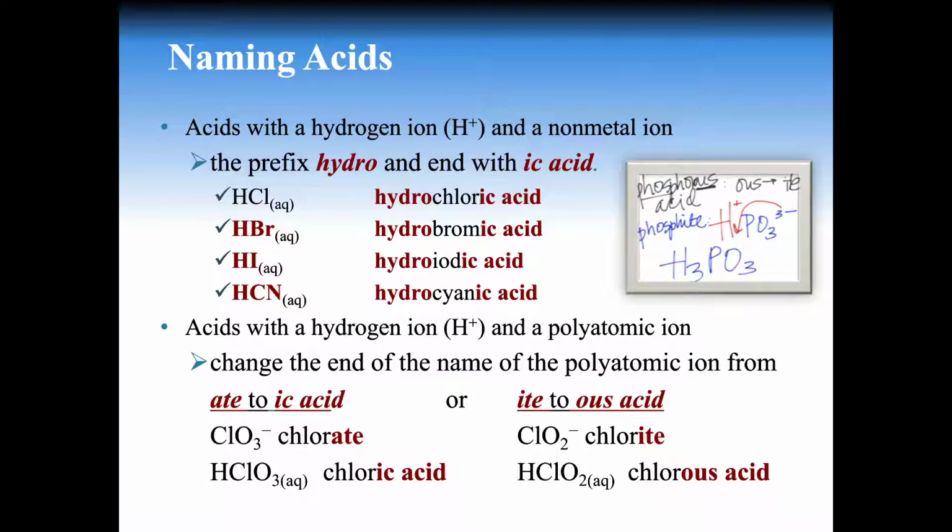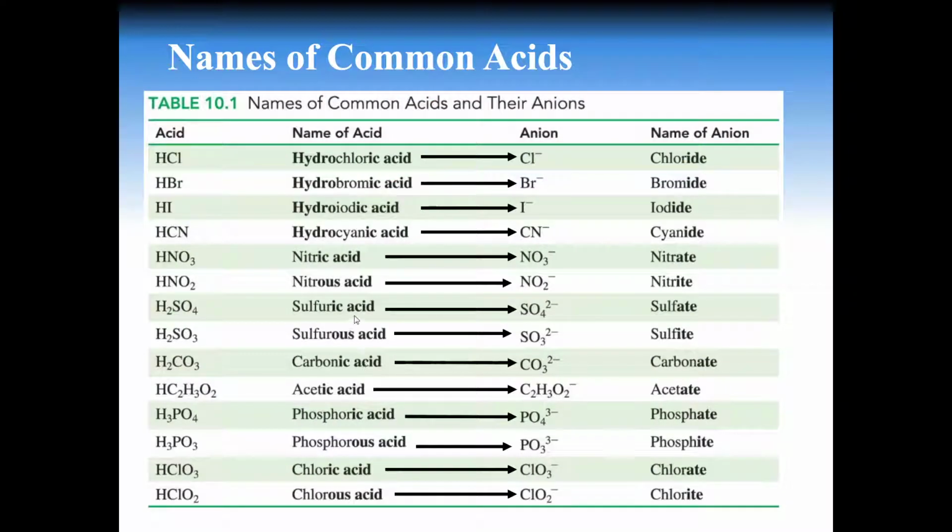If it has an oxygen, you don't use the hydro. You just add the ic acid on the end. If it has an oxygen in it, then you're going to change the last bit, whether it's say sulfate to sulfuric, okay, or sulfite to sulfurous. And so you'll notice a little trend here. This chart might actually be good. There's a better one in your text.